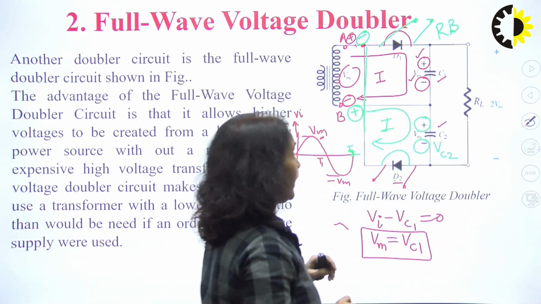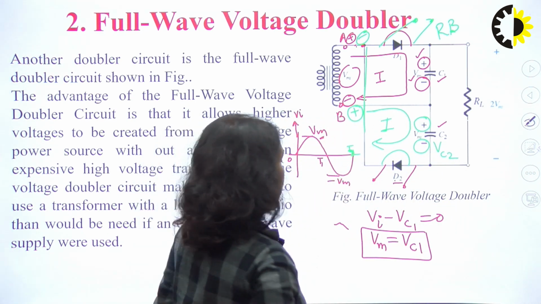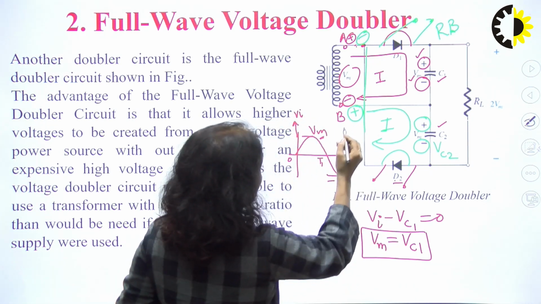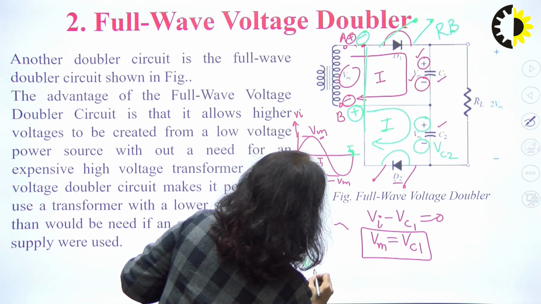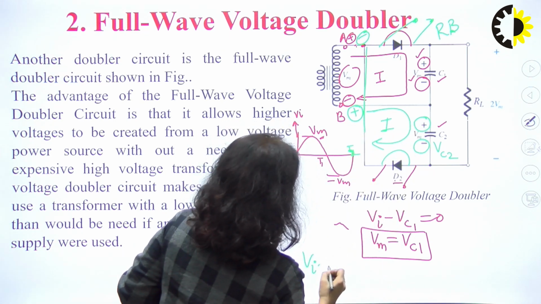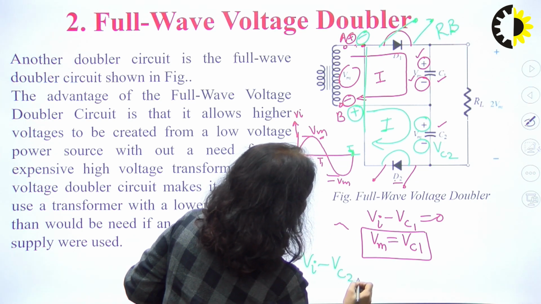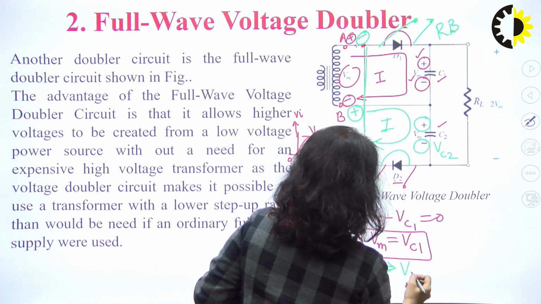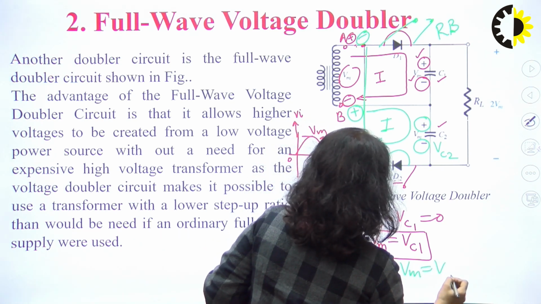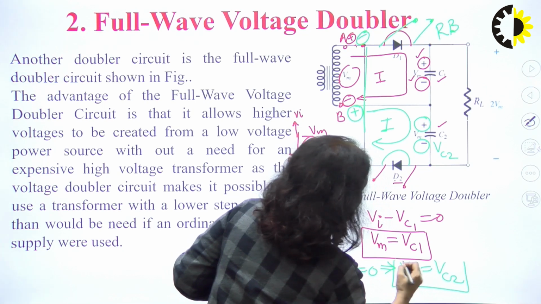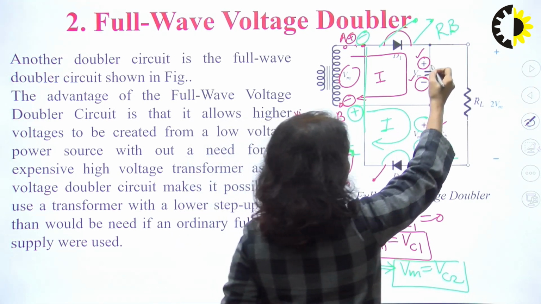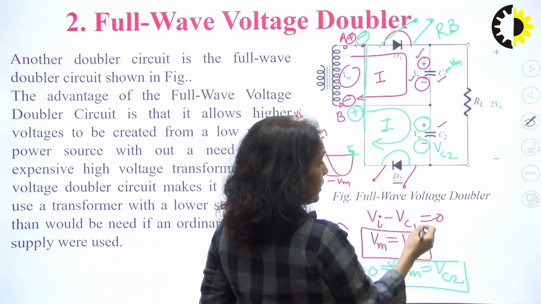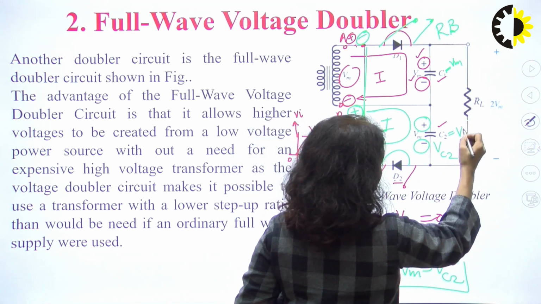So, now write down the KVL in the second loop. So, it will be Vi minus Vc2 is equal to 0, where Vi is equal to Vm. So, Vc2 is equal to Vm. So, capacitor C1 is charged to the value Vm. Also, capacitor C2 is charged to the value Vm.